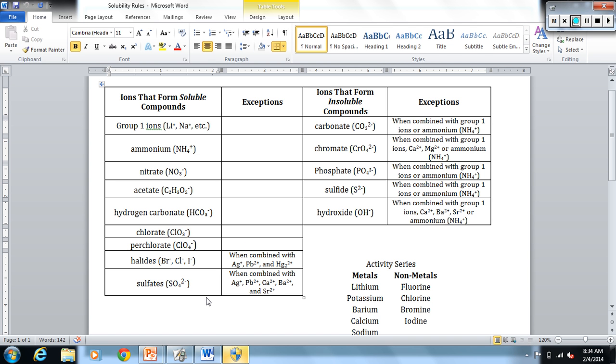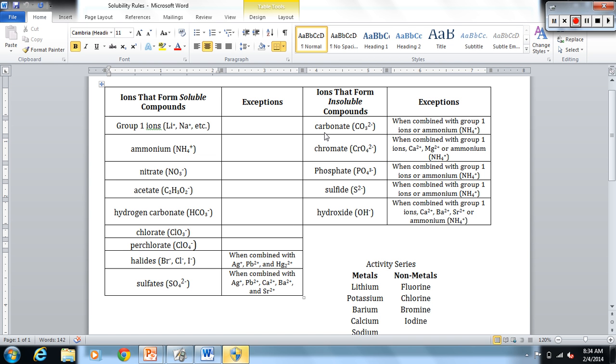You can read through the rest of these. It's important that you know how to use this table, but you don't need to memorize it. I will give you this table when you need it. I would print it out so that you have it in class to use, but again, you don't need to memorize it. Then on this side, these are insoluble.